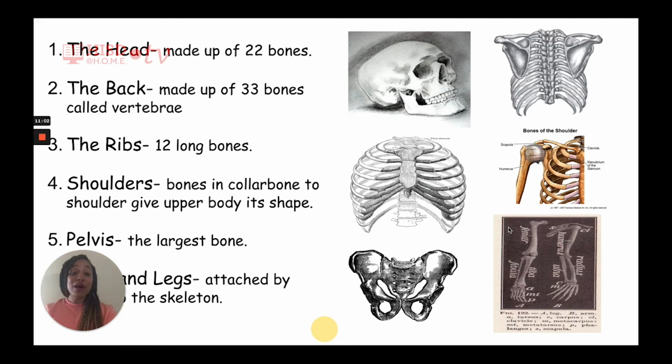I'm going to give you a couple more seconds to look at some major parts of our skeletal system, including our head, our ribs, our pelvis. Remember, all of these protect us. They protect vital organs that we need to live.